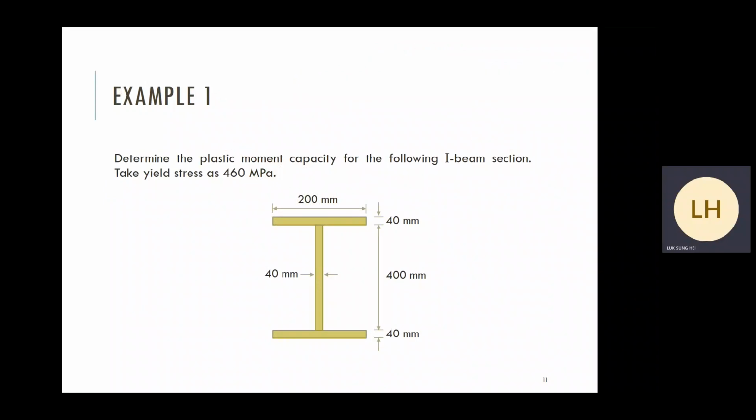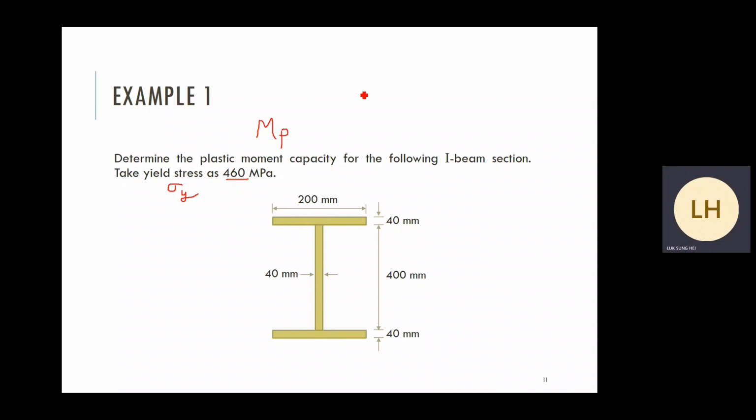One simple question. Suppose we have an I section. Try to find out the plastic moment capacity for this I section using the previous theory. Assume that the yield stress is equal to 460 MPa. Okay, this is a very simple question. Find out the plastic moment, MP, for this kind of I section.